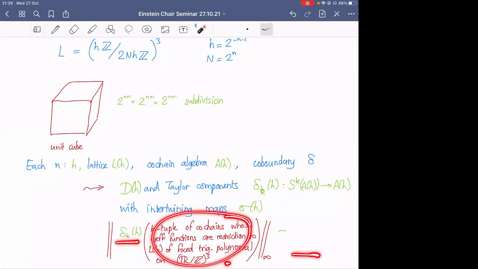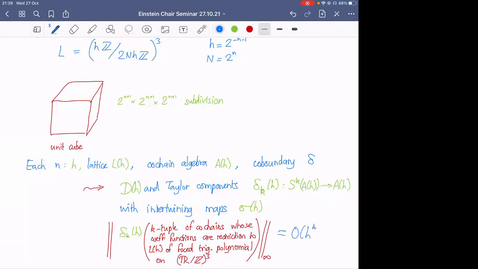The cochain is given by coefficients, which are functions of the lattice point. You can then take the L infinity norm of that, and that will be of order h to the k minus 1, or h to the k minus 2, depending on whether you're using delta or del. And you can actually write down an explicit bound in terms of the size of these coefficients here. So that's a way of somehow connecting with the continuous model.